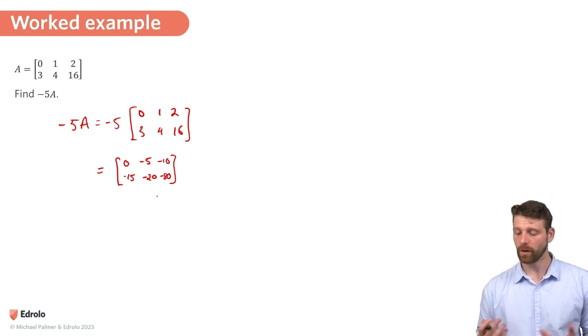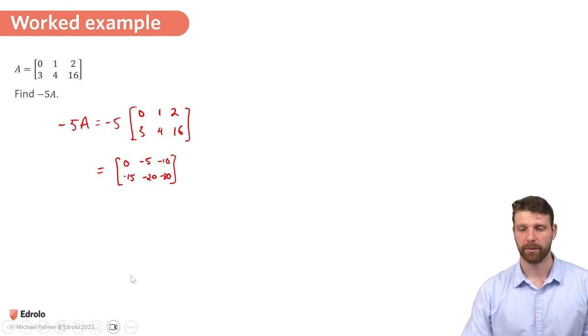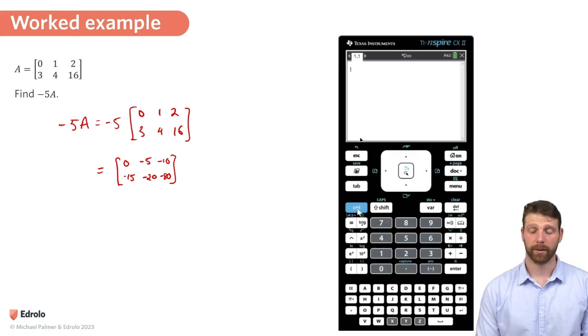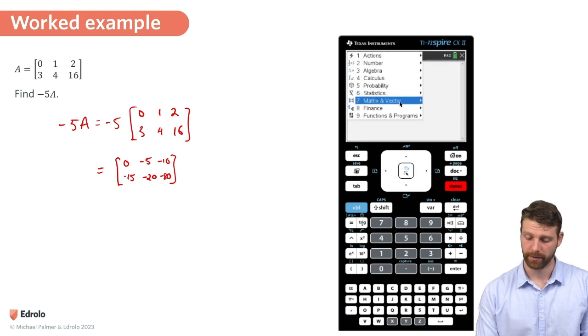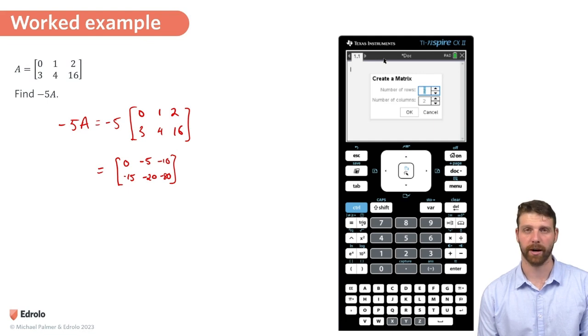All right, so let's pull up a calculator and see how to do this. We just literally put the matrix in and multiply it by that number. So let's pull one of them up. Okay, I'm going to put the matrix in by going Menu, Matrix, Create, Matrix, and I need a 2 by 3.